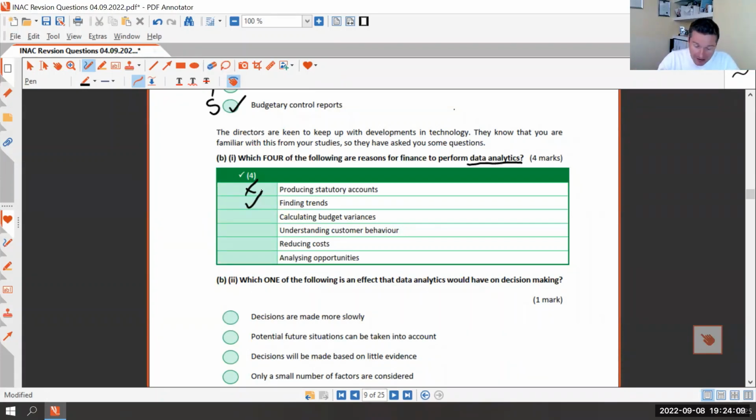The next one, calculating budget variances. That's right. No, it's not. It's smarter than that. You can do variances in Excel. You can't do data analytics in that. So we've decided those two are not. We need to find three more. We've only got three left, but we'll go through them anyway.